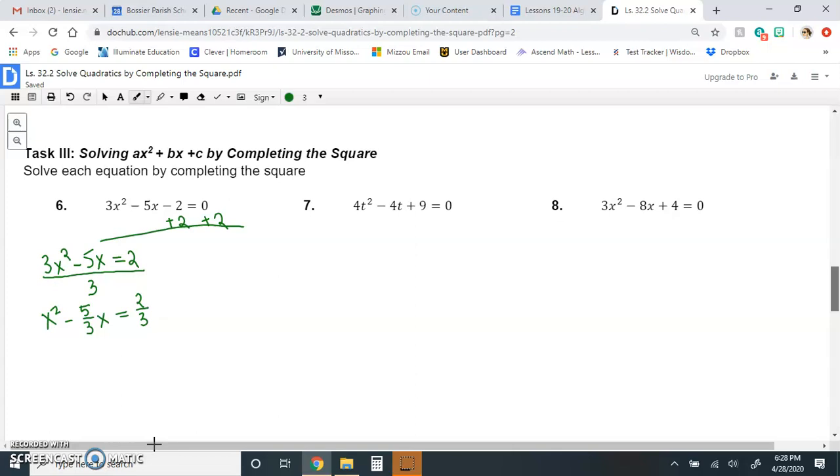I'm going to continue to follow my steps. My next step is to find that b over 2 squared. Do that out to the side here. So my b is a negative 5/3, and I'm supposed to divide it by 2, or I can multiply it by 1/2 because it's the same thing, and then square it. So there's my b over 2 squared. So that's going to give me negative 5 over 6 squared, which means I'm adding 25/36 to both sides. So I'm going to add 25/36 here. I'm going to add it here.